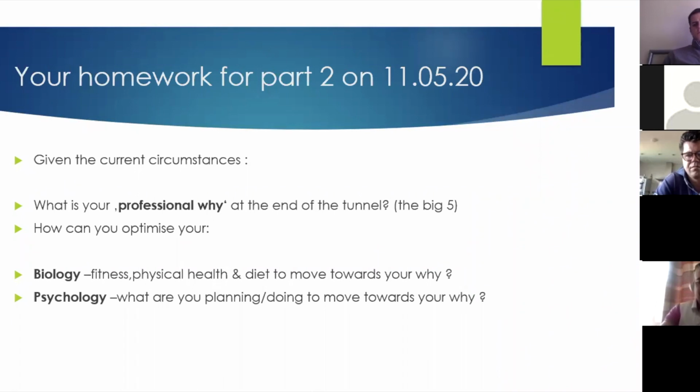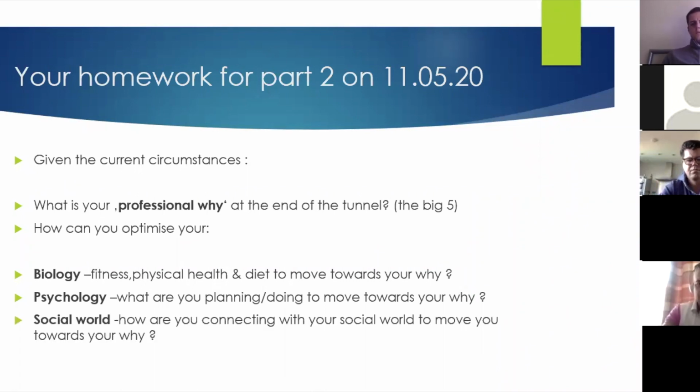And last but not least, again, we're communicating today online, how you connect with your social world to move you towards your why? Have you connected with your role models or those who are in that sphere where you'd like to work? Everyone's got time now.